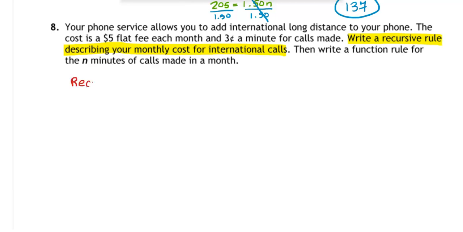So I'm going to write that here, recursive. With this recursive rule, let's consider what our sequence is going to look like. We've got the $5 flat fee each month and then 3 cents a minute for every call after that. That would be international. So we're going to start with $5 and then the next one would be that 3 cents more, so 5.03. Then the next would be 5.06. Then the next would be 5.09. So you see what I'm doing here is I'm just adding 3 cents every single time. And I started with that initial $5 flat fee.